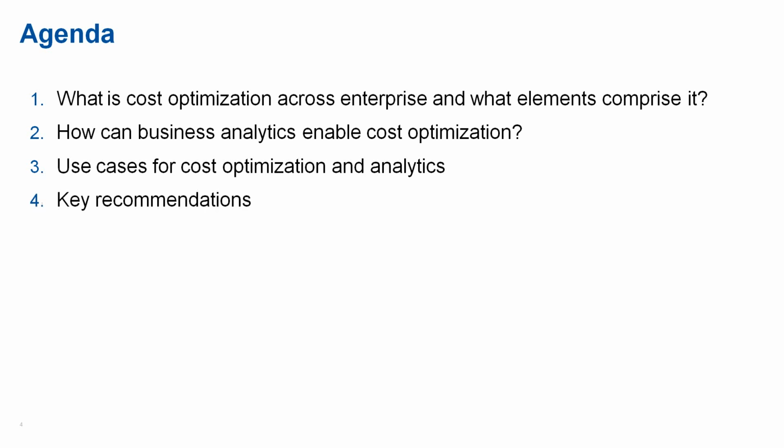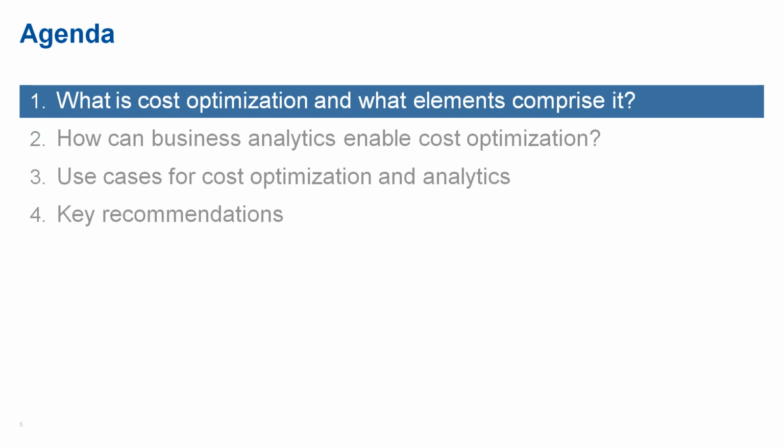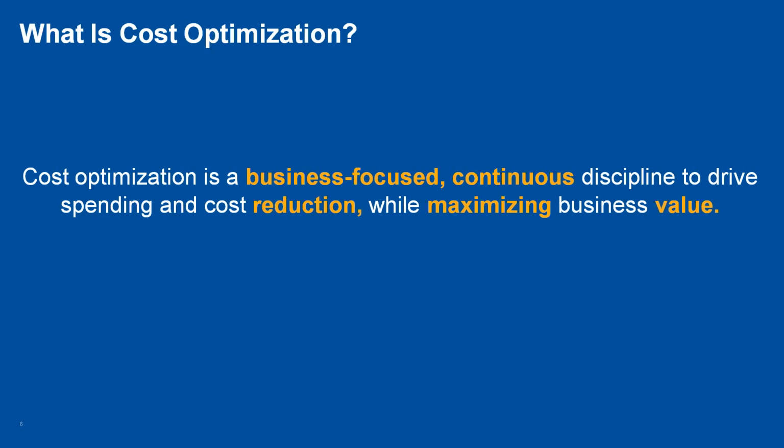First, we look at the definition of cost optimization across the enterprise. What is cost optimization? Cost optimization is business focused. When I say cost optimization, it is not cost cutting. It includes both reduction as well as investment. So these are the highlighted points which we really need to focus on.